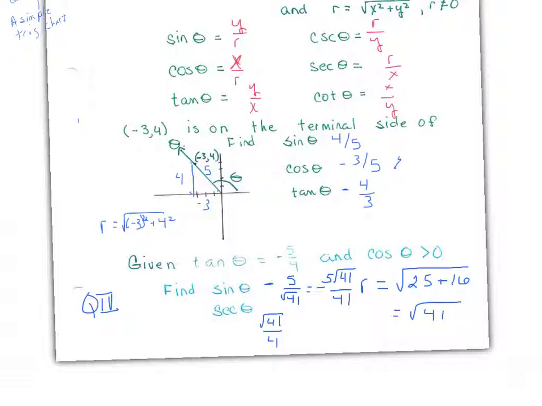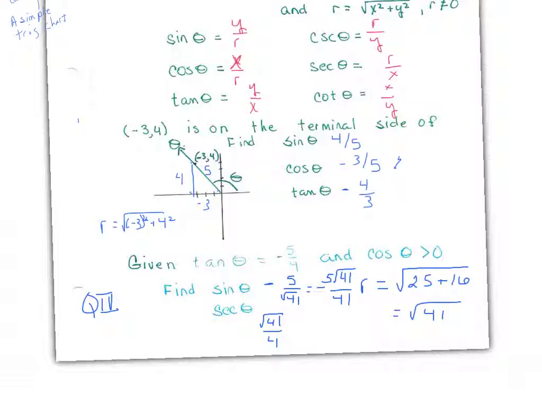So when you were trying to figure out what the quadrant is, what were you looking at again? Okay, looking at the quadrant, tangent's negative, so that means we're either in quadrant 2 or quadrant 4. But the cosine's positive, so that narrows it down to quadrant 4. So that's the reason that we did that.